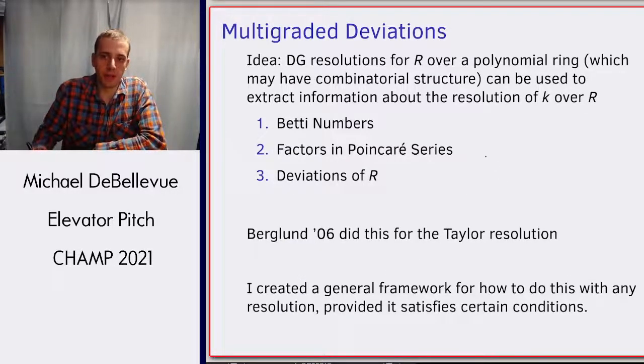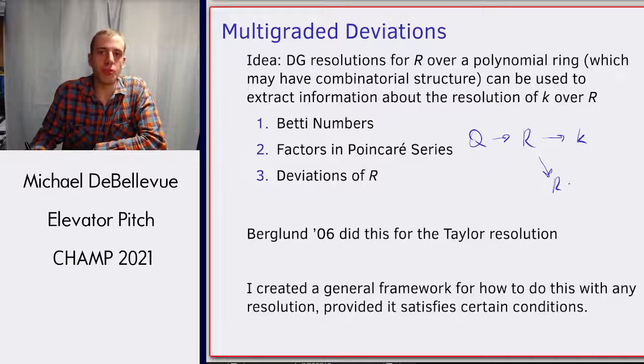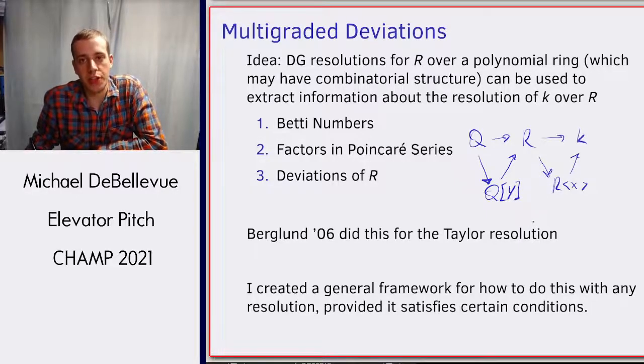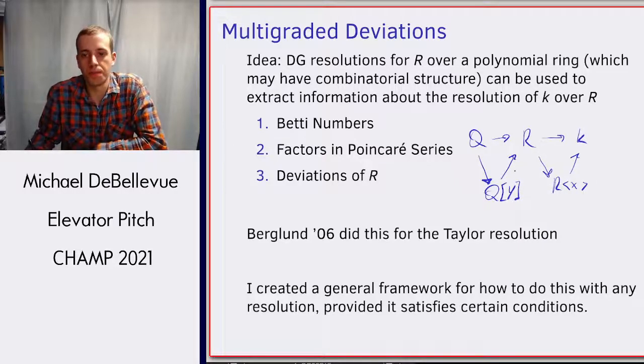So first off, multigraded deviations. The idea with this one is that if you take a polynomial ring and you quotient by some monomial ideal to get a ring R, and you go down to the residue field associated with such a factorization, you can fill in here the minimal resolution of K over R, which has a DG algebra structure, and you can also fill in over here the minimal model of R, which also has a DG algebra structure, and the sizes of the sets Y and X are equal.